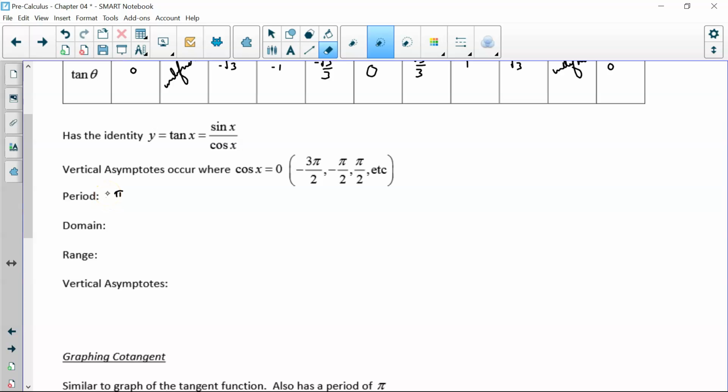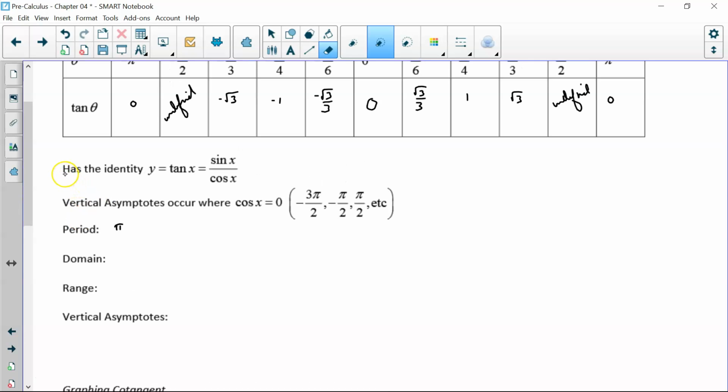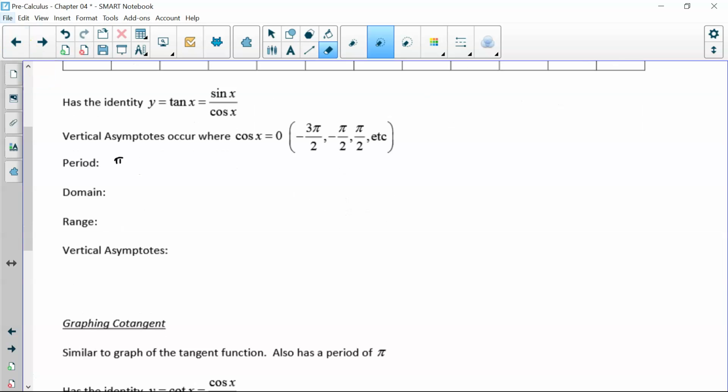The vertical asymptotes are when the cosine is 0. And cosine is 0 at negative 3 pi over 2, negative pi over 2, pi over 2, 3 pi over 2, and so forth. Now, our domain for tangent, because we have the undefineds there, we'll come back to that in a moment. Our vertical asymptotes, that's what we want to find first.